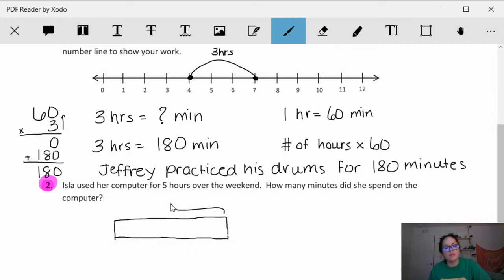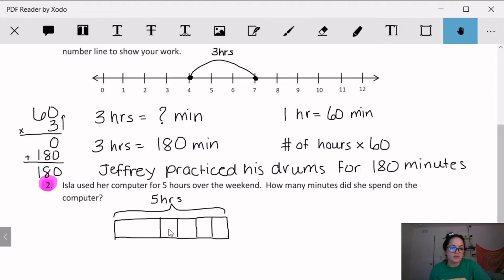And I know the whole thing is representative of the 5 hours that she used her computer over the weekend. And we're trying to figure out how many minutes. Well, I can take my tape diagram and split it up into 5 pieces, each of it representing an hour. 1, 2, 3, 4. Oops, that's going to be too big.